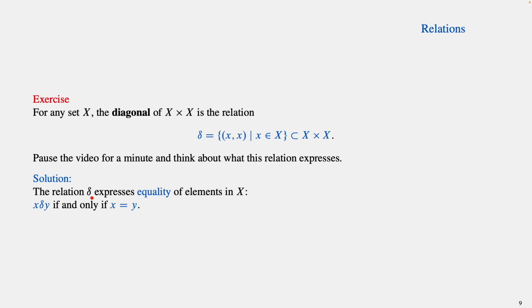So this relation delta expresses the equality of elements in x. We have x delta y if and only if x is equal to y. So that's maybe a bit of an overblown way of writing equality, but it's actually a very helpful idea to be able to express equality through this relation delta. We will use this later on and also in the upcoming video on equivalence relations.